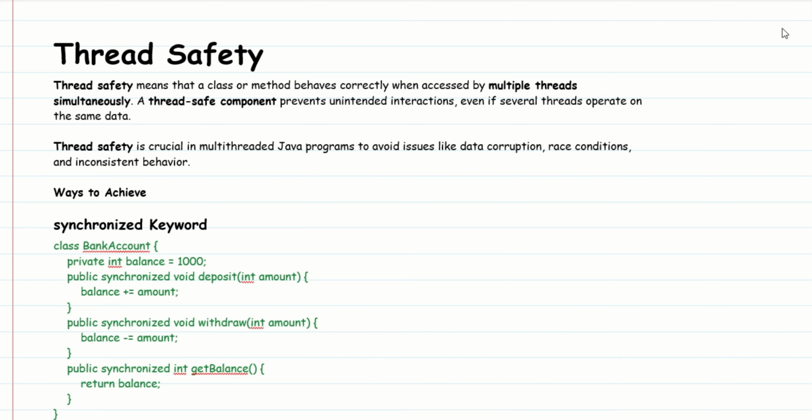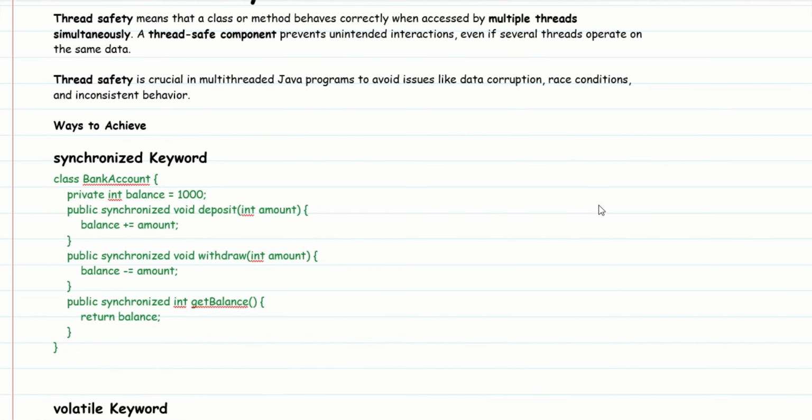So let's see them one by one. I'll be showing these examples in the IDE as well. So we have the synchronized keyword, which we already saw in the previous video. We can use the synchronized keyword as a block or on a method.